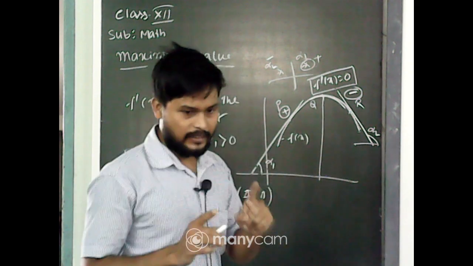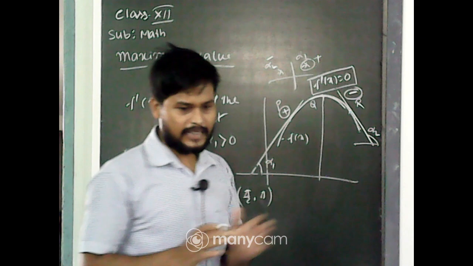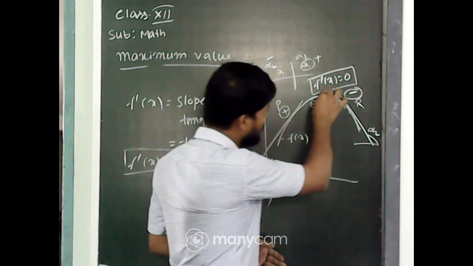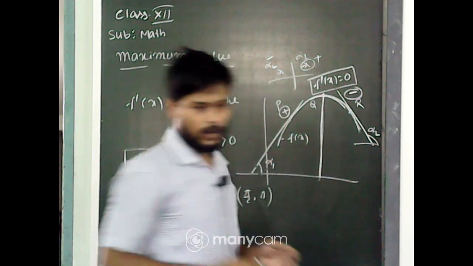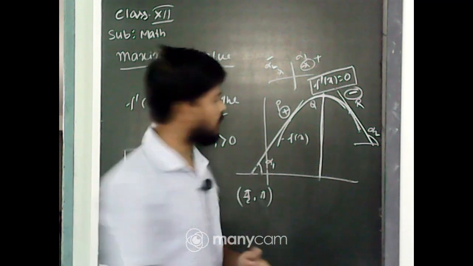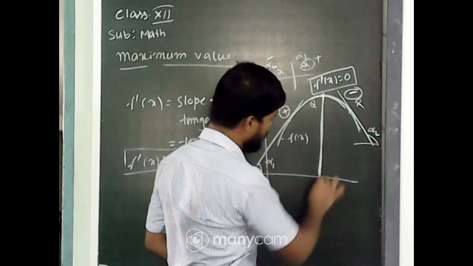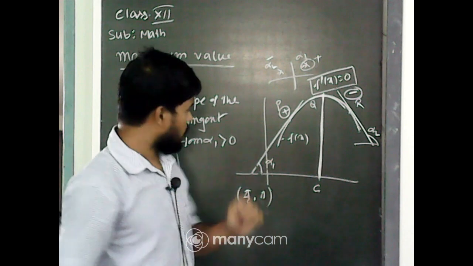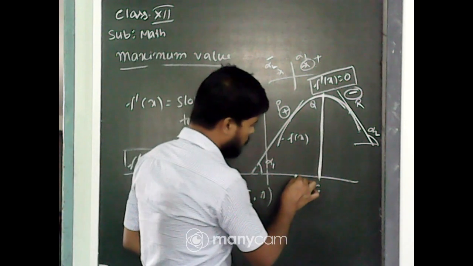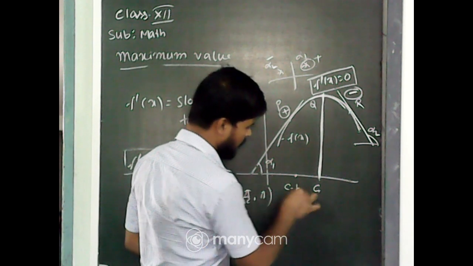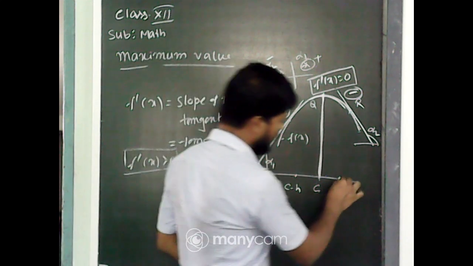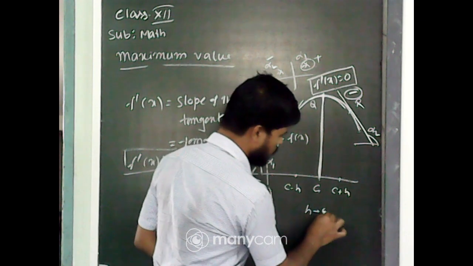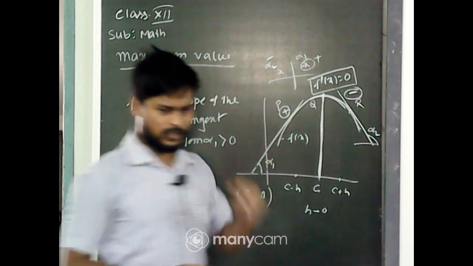Okay, so this is the increasing function. The maximum value or minimum value will occur at this critical point. Suppose this point is C. Now, if I consider any point, suppose C minus h, and another point C plus h, where h is a very small number, h tends to 0.